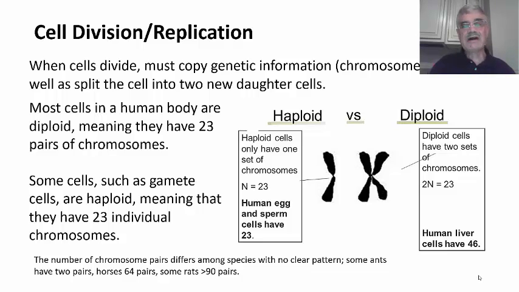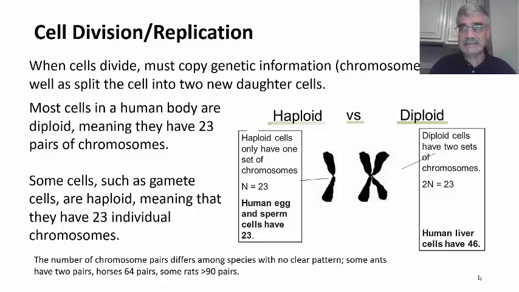So when cells divide, a very important step is that we have to make copies of the blueprint, the genetic information, the DNA, the chromosomes. Okay? So this is our next topic of discussion. When cells divide, how do they make copies of the chromosomes, the genetic information?